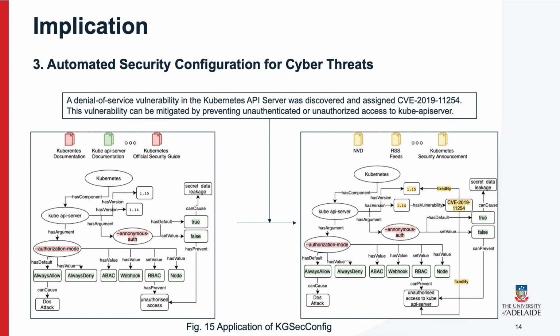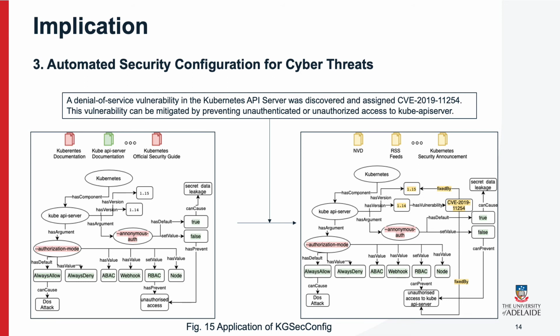For example, a denial of service vulnerability of Kube API server is revealed in one of security information sharing sources, which is vulnerability database NVD. This vulnerability can be fixed by restricting unauthorized access to Kube API server, which had been mentioned in another source, that is security announcement of Kubernetes. However, neither NVD nor that announcement site described how to restrict unauthorized access to Kube API server in terms of configuration options and arguments.